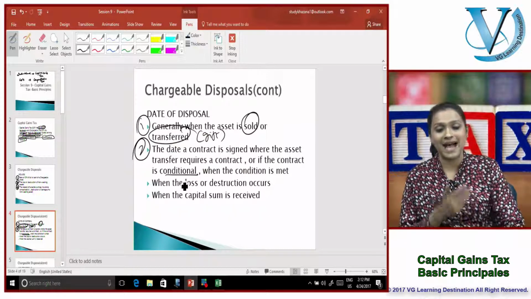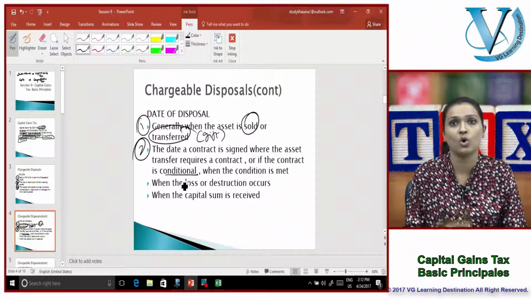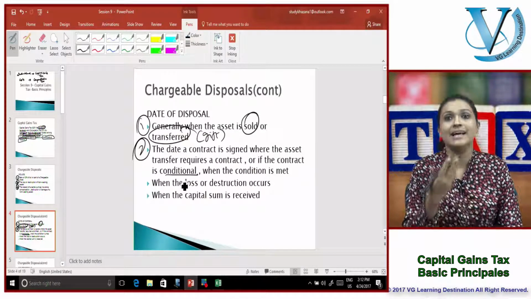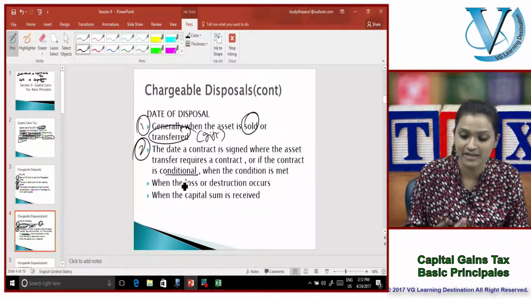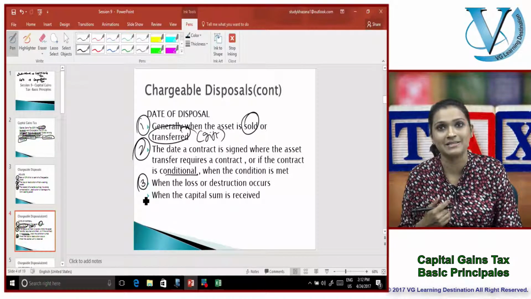What about when the asset is lost or destroyed? Definitely, when the loss or destruction actually occurs, actually takes place. What happens when you actually receive some insurance compensation?